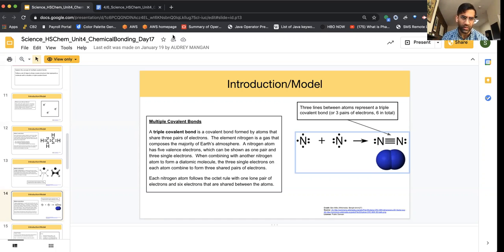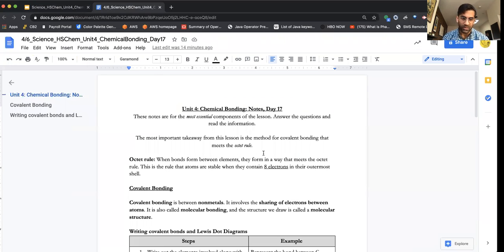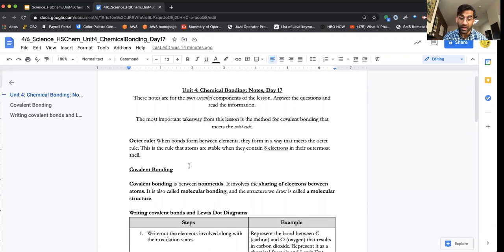And so in order to do that, I've gone over the steps in a sheet for you. So the thing that I want to go over in this sheet, and you can go back and study it on your own. First of all, I have the octet rule at the top just to remind you. And the takeaway from this lesson is that the method for covalent bonding should meet the octet rule. That's what we're always striving for when we correctly create a molecular bond.